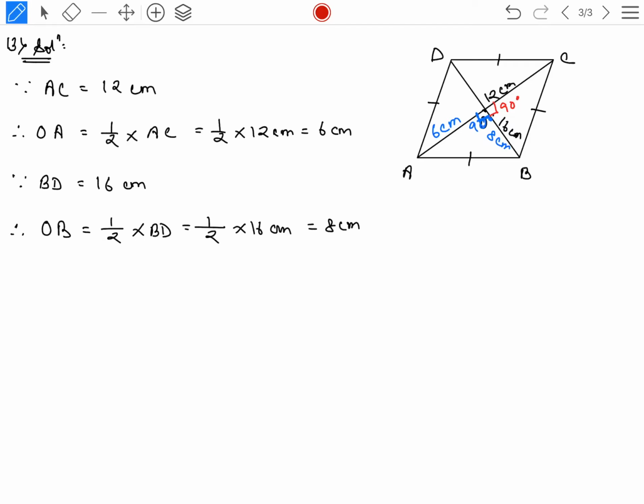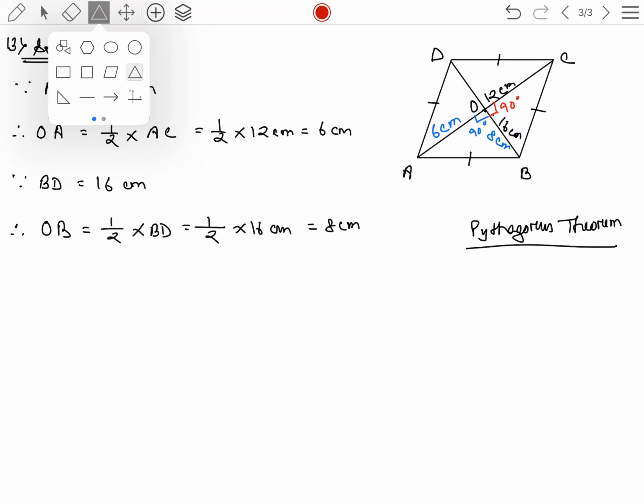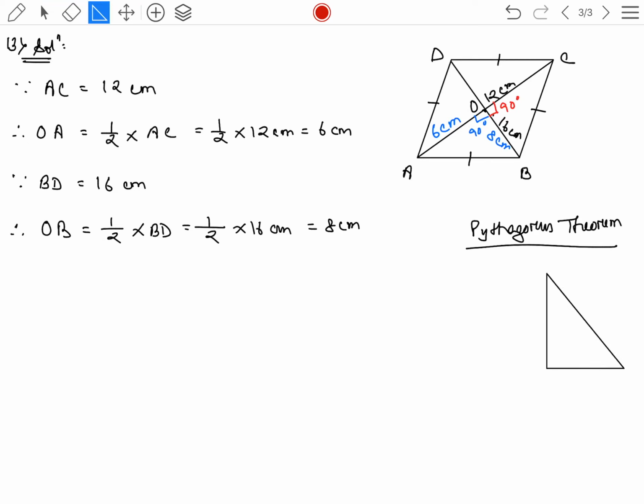Because they bisect each other perpendicular, yes or no? That thing we already know. This angle is 90 degrees. Now one theorem we have to apply, known as Pythagoras theorem. It was taught to you in class 7, I think. Pythagoras theorem is applied for right angle triangles. If a right angle triangle is given, one angle will be 90 degrees. This side is known as the hypotenuse, the longest side.